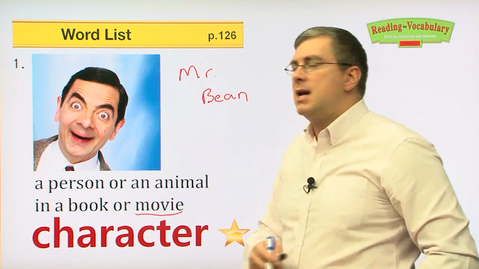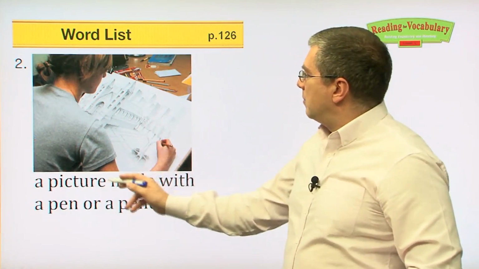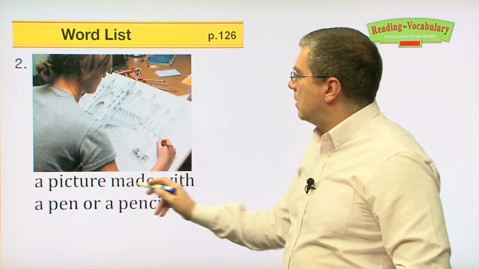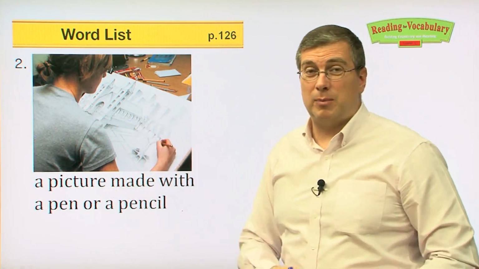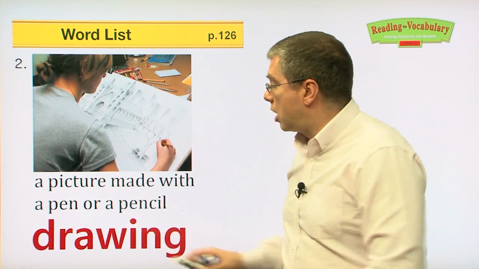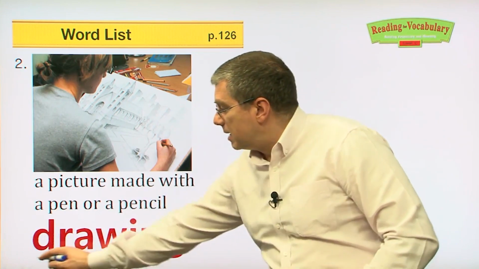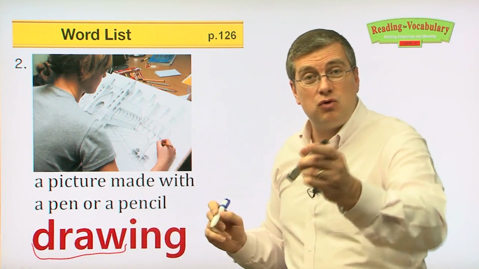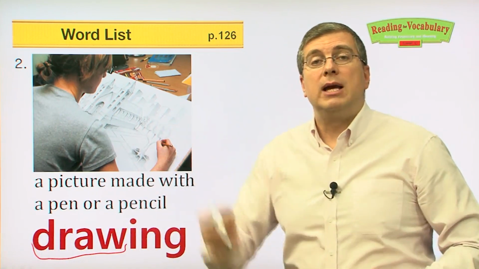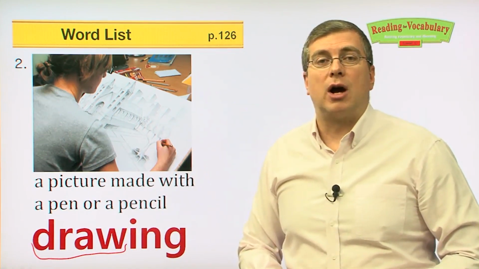Okay, bye-bye. Okay, number 2, a picture made with a pen or pencil. A picture that somebody makes with a pen or pencil, we call it a drawing, because basically to draw is a verb, to draw. Can you draw? If you draw well, you can make a drawing.